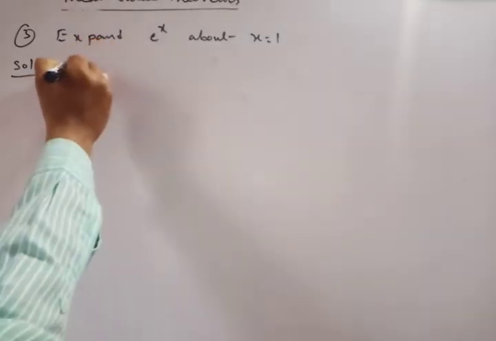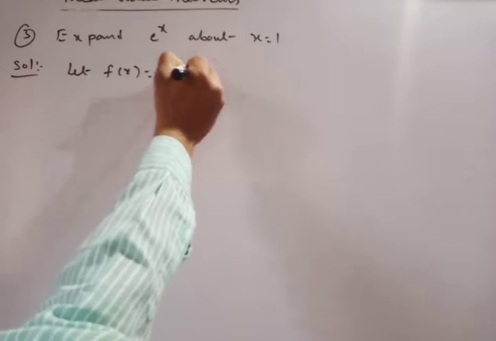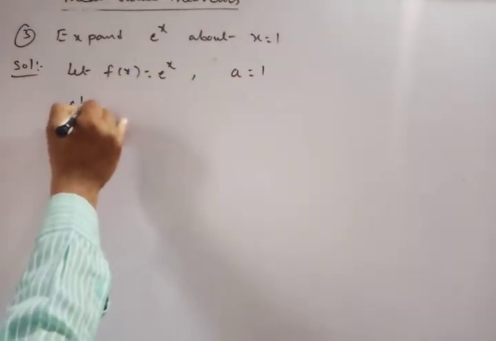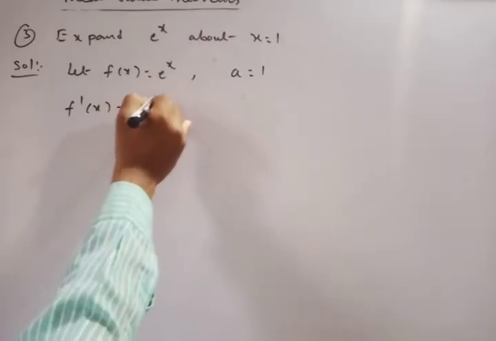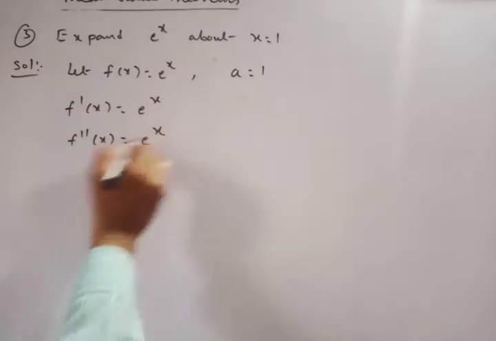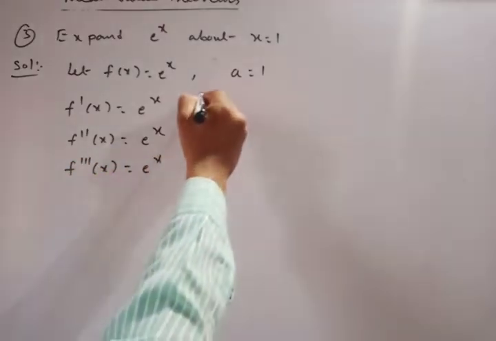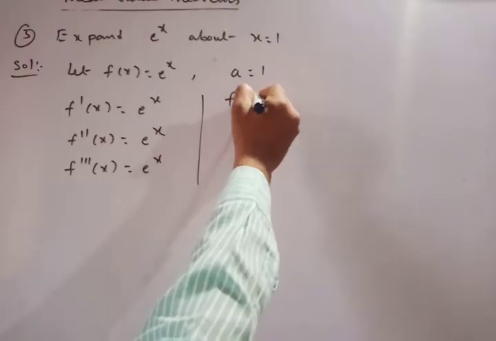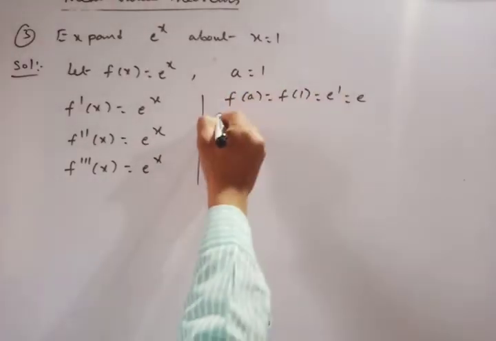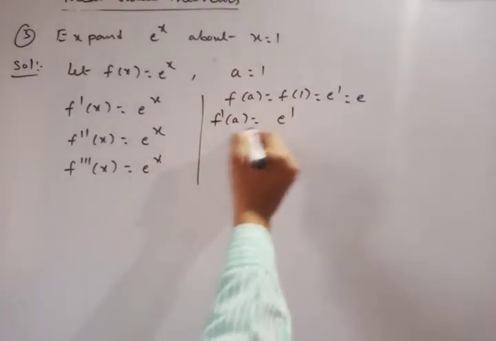Next problem: expand e power x about x is equal to 1. Okay, so what we have to do here, let f of x is equal to e power x, and what is the a value? The a value is 1. Now calculate f dash of x: e power x differentiation, e power x only. f double dash of x, e power x only. f triple dash of x, e power x only. Correct? Now f of a means what? f of 1, e power 1 is what? e. f dash of a, that one also e power 1, e only.